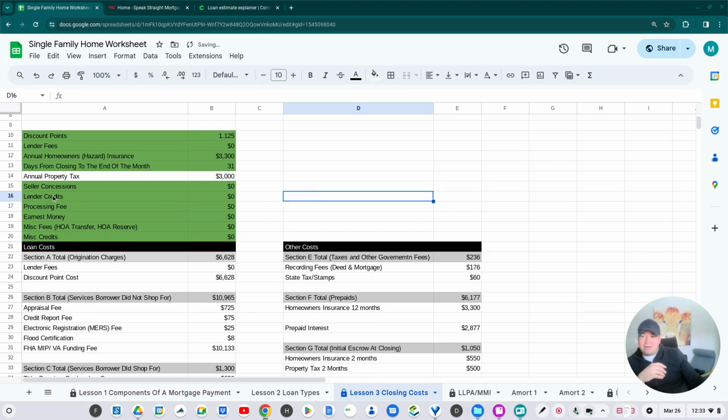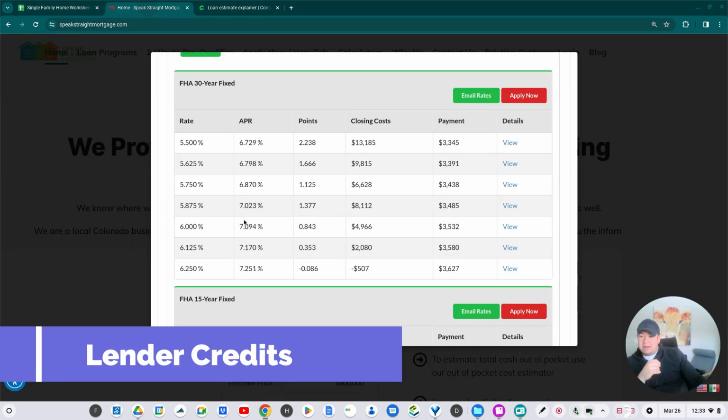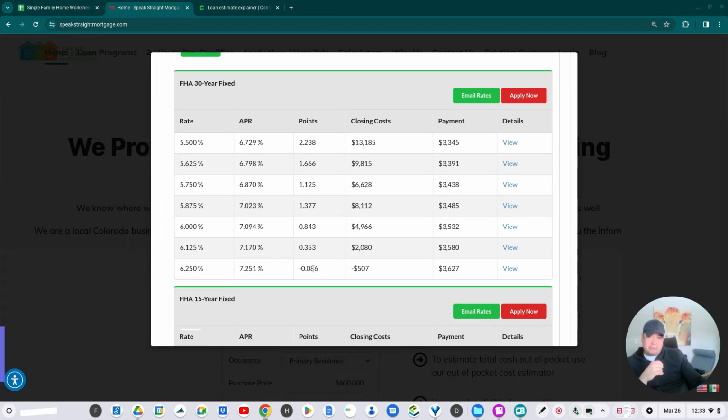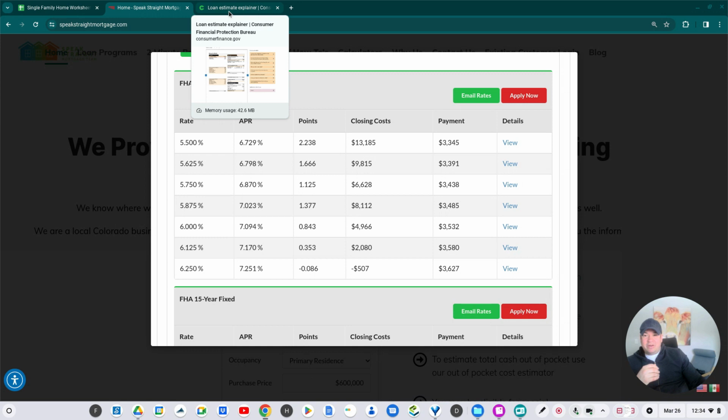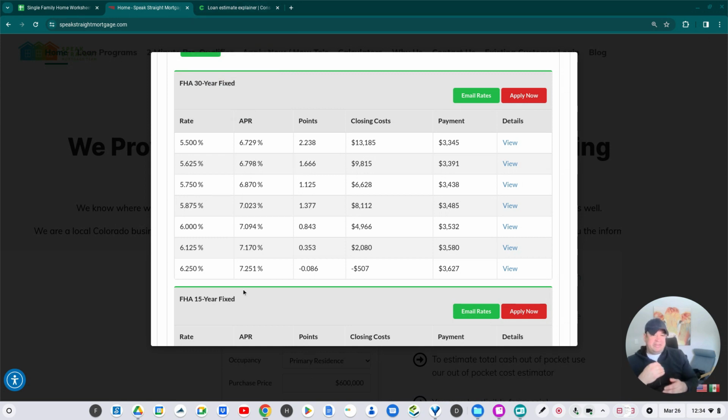For lender credits, when we were looking at interest rates, you can see this as a negative number. So that's 500, which equals $507 in lender credits. So it's possible you can get lender credits by taking a higher rate. If you had lender credits, that's where you would put them. Right now in 2024, it's difficult to get lender credits because everybody's expecting rates to go down. So lenders don't want to incentivize you to take a higher rate when they know that you're going to refinance it.